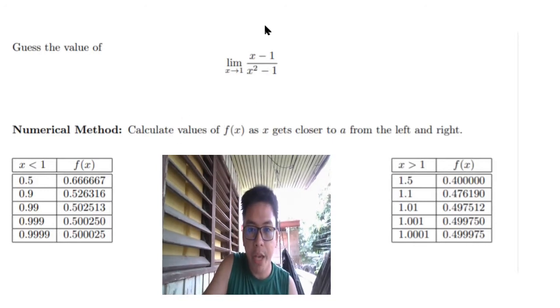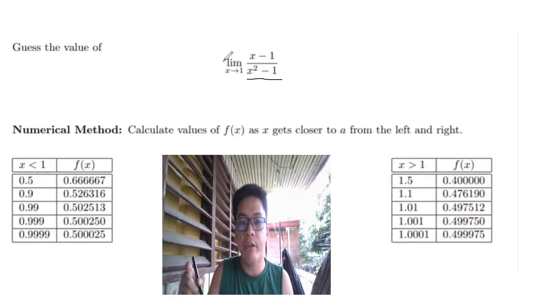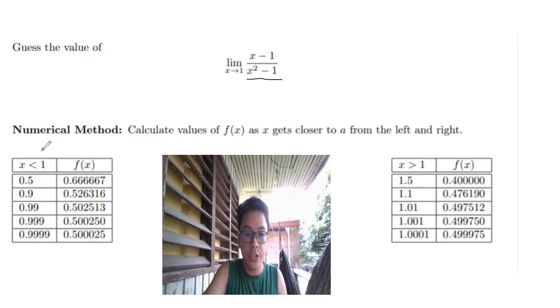Okay, I also have prepared a calculation here. Our f of x here is x minus 1 all over x squared minus 1, and we're interested in the limit of the function as x approaches 1. I have prepared a calculation here, taking all the values of x less than 1 and all the values of x greater than 1.